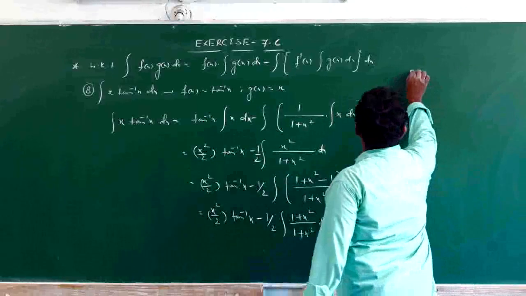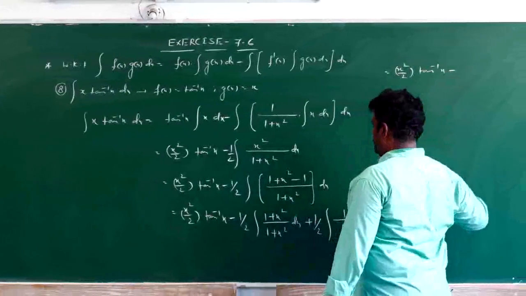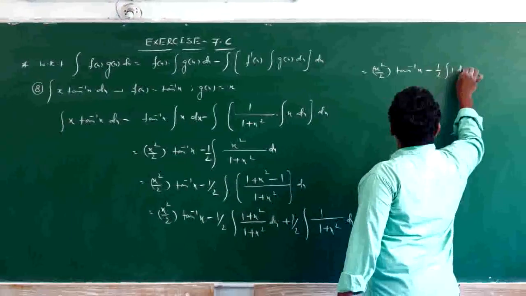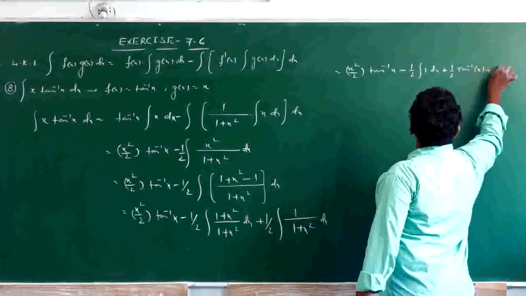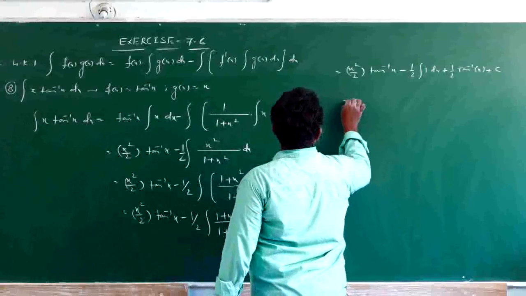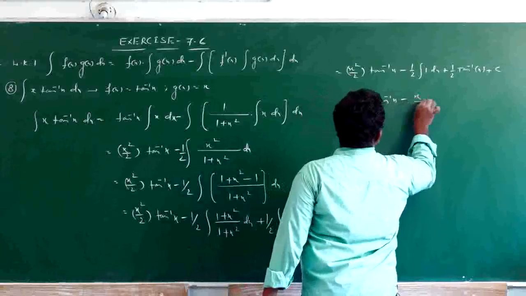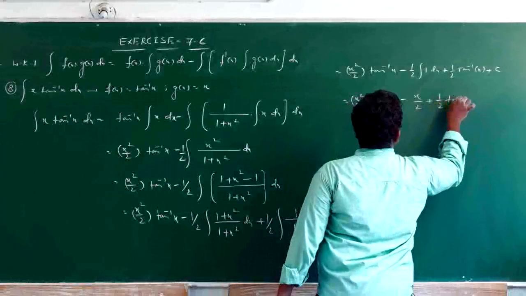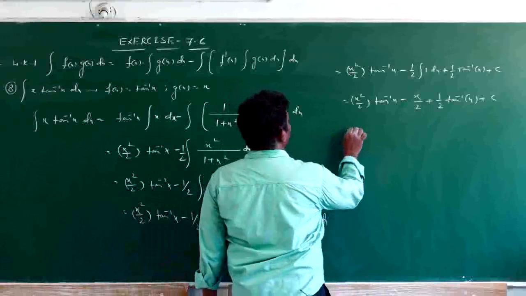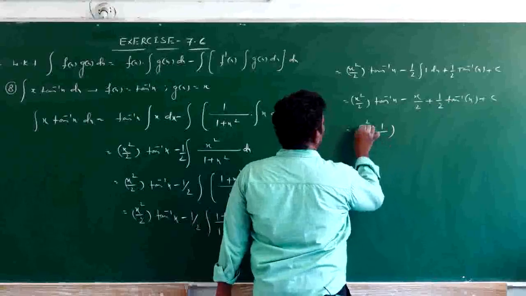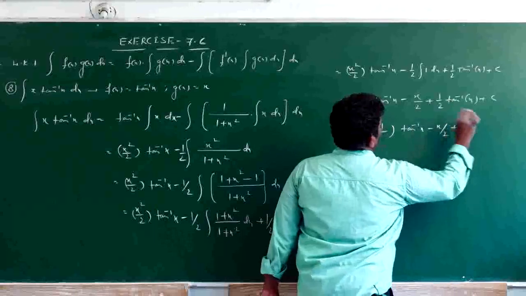Finally, that is equal to x square by 2 into tan inverse x minus 1 by 2 integral of 1 dx plus 1 by 2 into tan inverse of x plus c. That is equal to x square by 2 into tan inverse x minus x by 2 plus 1 by 2 tan inverse of x plus c. Otherwise, if you take tan inverse of x common, it is x square plus 1 by 2 into tan inverse of x, minus x by 2, plus c.